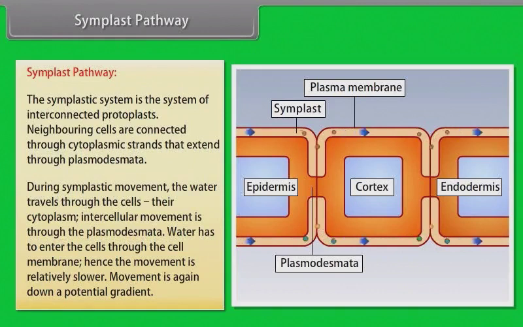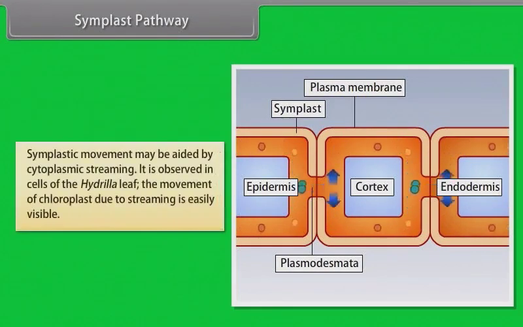Water has to enter the cells through the cell membrane, hence the movement is relatively slower. Movement is again down a potential gradient. Cytoplasmic movement may be aided by cytoplasmic streaming. Cytoplasmic streaming is observed in cells of the hydrilla leaf. The movement of chloroplast due to streaming is easily visible.